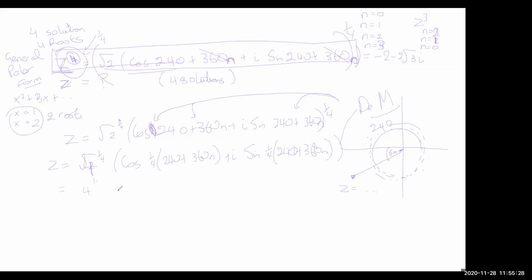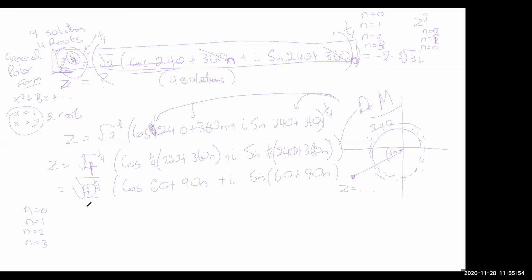Someone check that for me there. Is that fourth part? I think that's root 2 there. So that gives us the cos of a quarter of that, which is 60 plus 90n, plus i times the sine of 60 plus 90n. And then you evaluate for n is equal to 0, n is equal to 1, n is equal to 2, and n is equal to 3.